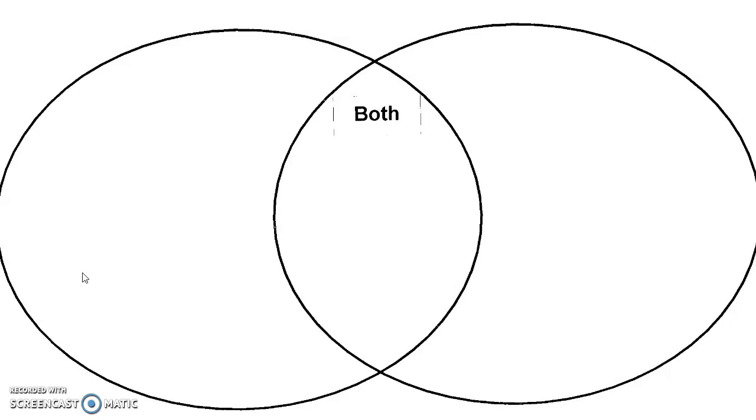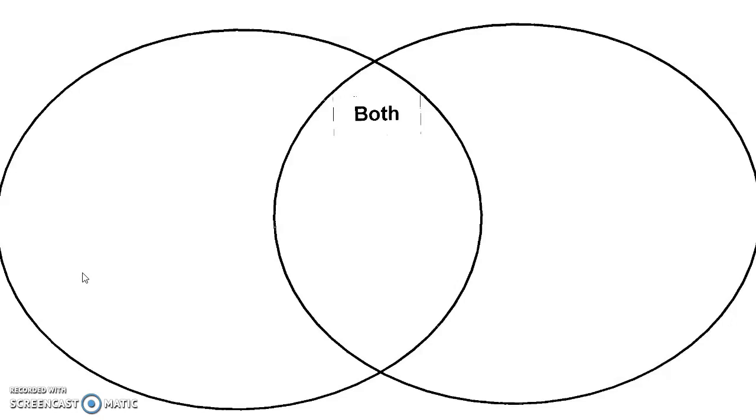So to draw it, as you see on the screen, you can draw two circles so they overlap in the middle, and then on the left circle it'll be something about one subject, and then in the second circle it'll be something about the other subject, and in the middle where they overlap, that'll be how those two subjects compare. So let's get started with at least a few examples of these.